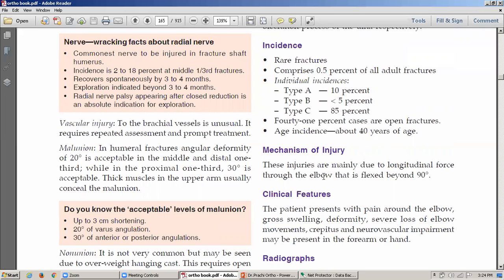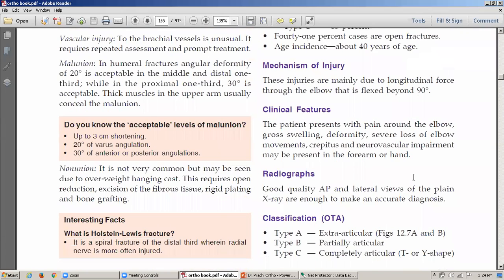Then the mechanism of injury shows that these injuries are mainly due to a longitudinal force through the elbow that is flexed beyond 90 degrees. The clinical features show that the patient presents with pain around the elbow with gross swelling, deformity, severe loss of elbow movement, crepitus, and neurovascular impairment, which may be present in the forearm or the hand. On radiograph, good quality AP and lateral views of the plain X-ray are enough to make an accurate diagnosis.